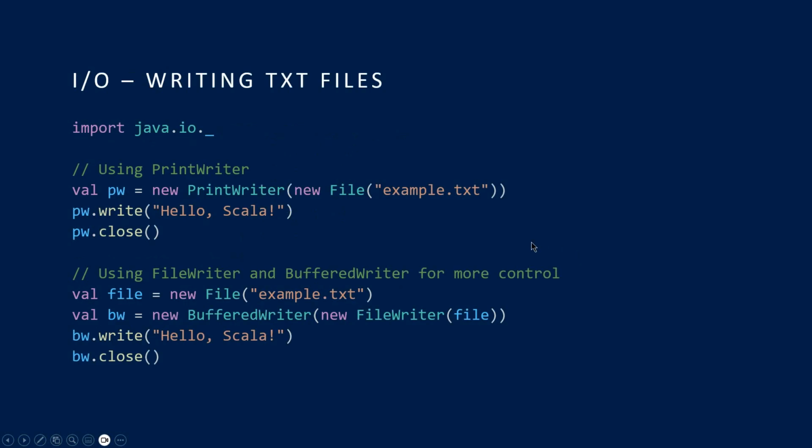Okay, let's finish off with a few final things. So writing to text files, there's multiple ways you can do this. I'm not saying this is the best way, but I just wanted to get you a feel for how you can do it. So this way, we're basically using PrintWriter. So we're actually importing that from the Java library.